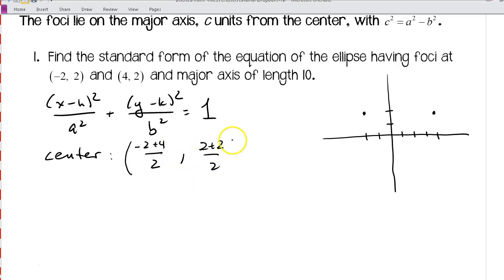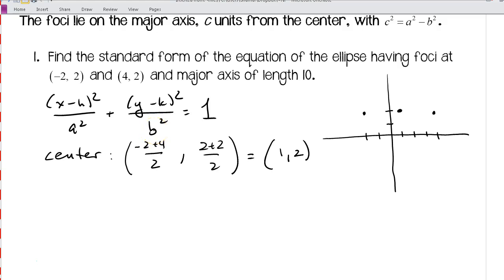There should be a comma there, which hopefully is obvious. It's got to be at y equals 2. But anyway, -2 plus 4 is 2, and then divided by 2 is 1, so that's going to be (1, 2). So that's my center, which is going to be my (h, k). So (1, 2), there's my center. And then I need a, and I also need b.